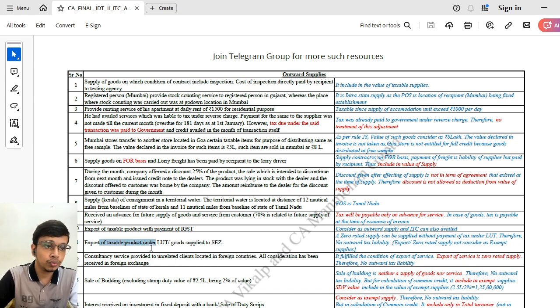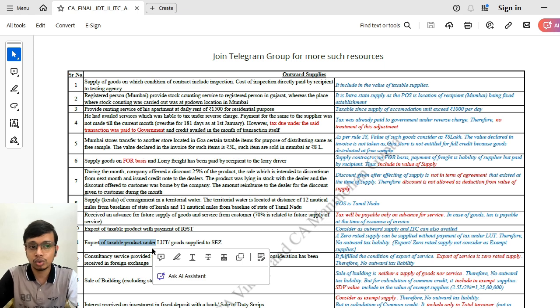11th point, export of taxable product under LUT or goods supplied to SEZ. LUT and SEZ are considered as zero rated supply, so there is no outward tax liability, which is considered as nil amount.